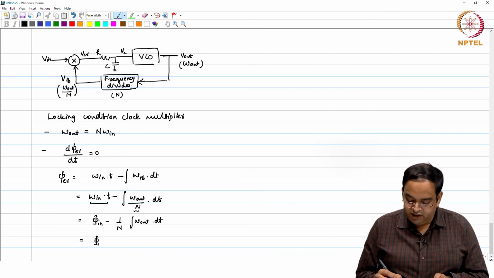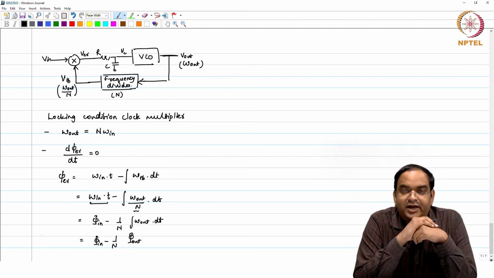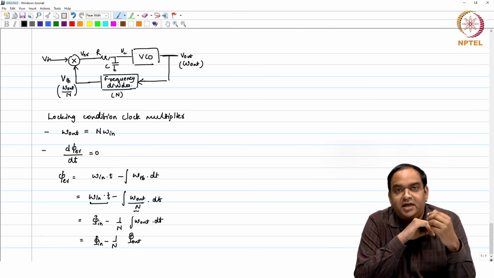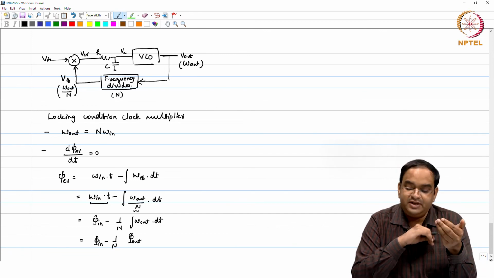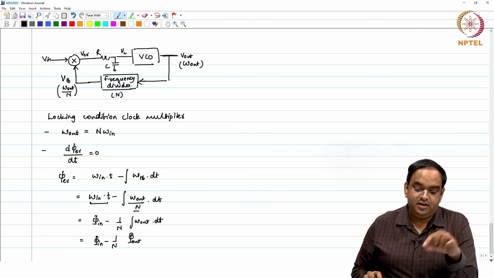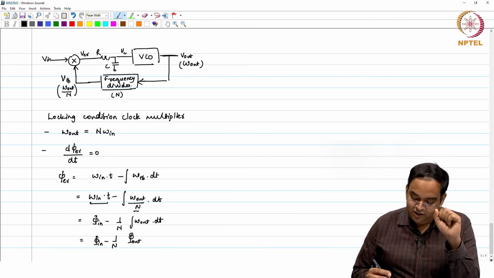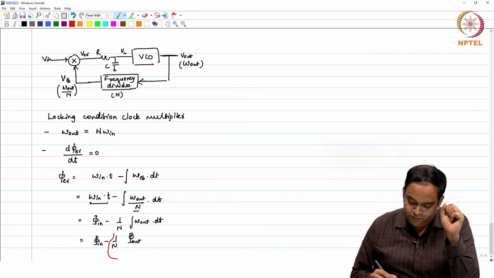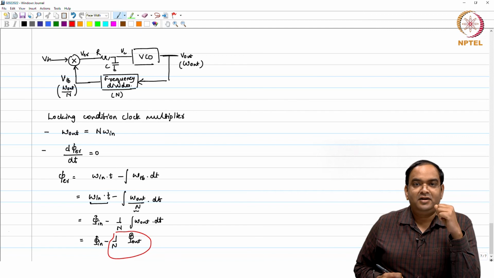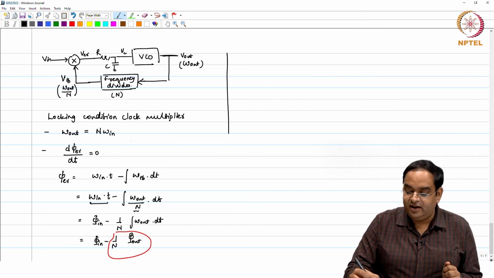What is the integral of omega out dt? That is phi out. So, what is interesting here? If you are dividing the frequency by n in the feedback path as shown, then for the phase you are actually dividing the output phase by n. Your feedback phase is the output phase divided by n.